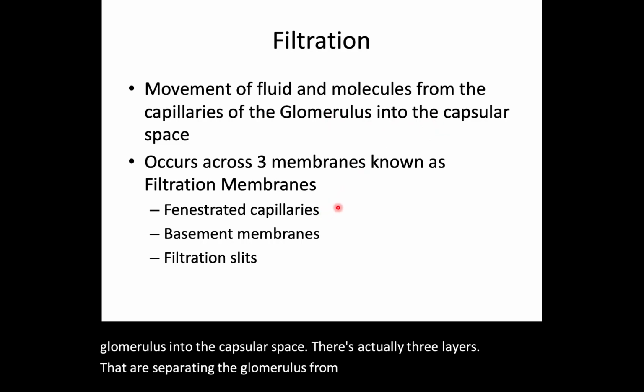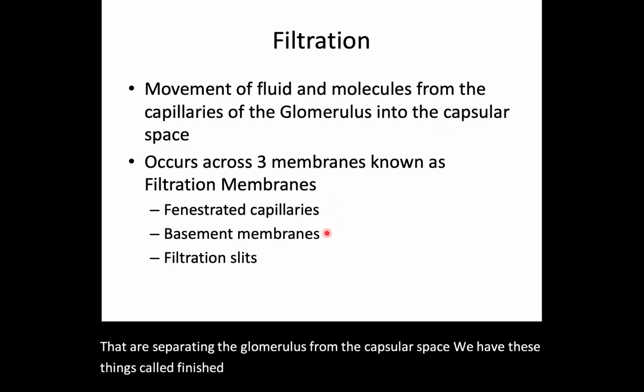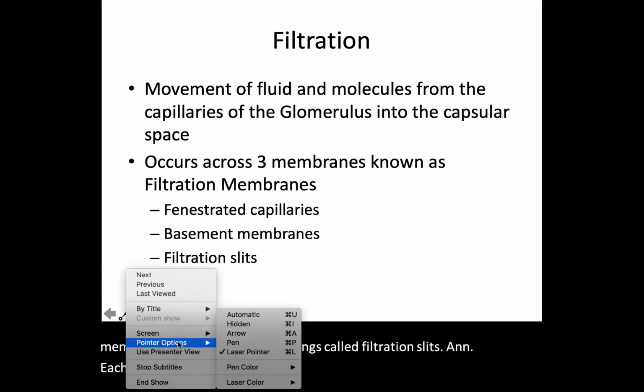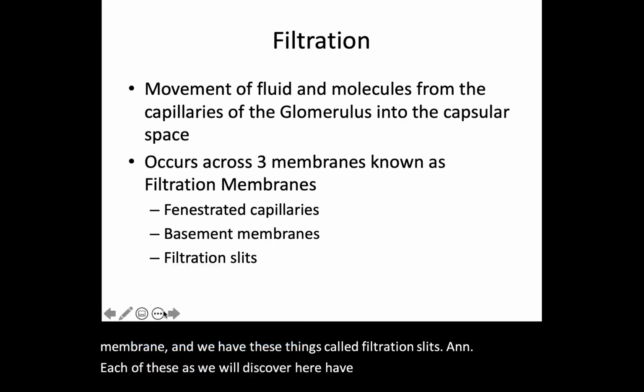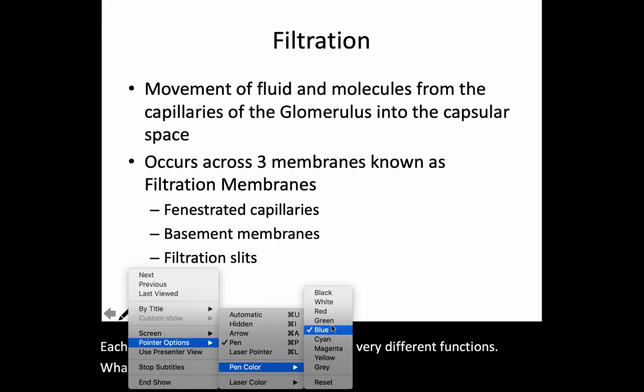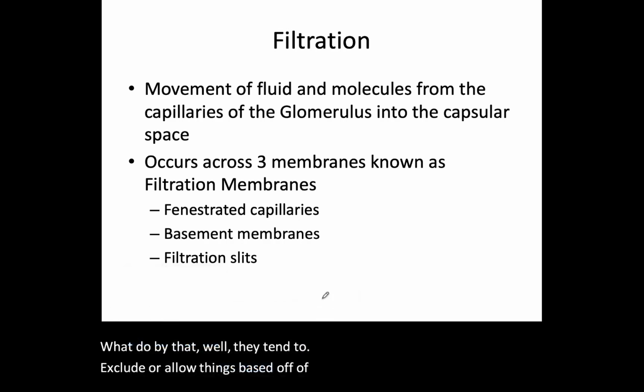We have these things called fenestrated capillaries. We also have a basement membrane, and we have these things called filtration slits. And each of these, as we will discover here, have very different functions. What do I mean by that? Well, they tend to selectively exclude or allow things based off of very different criteria.